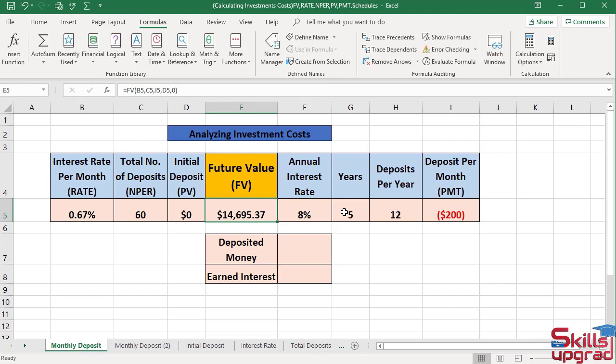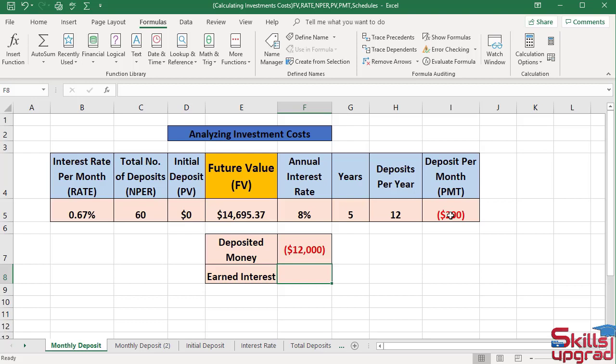To check amount of deposited money, active cell reference F7, multiply the value of total number of deposits to the value of deposits per month. Enter equal sign. Click cell reference C5. Enter multiplication operator. Click cell reference I5. Press enter key.